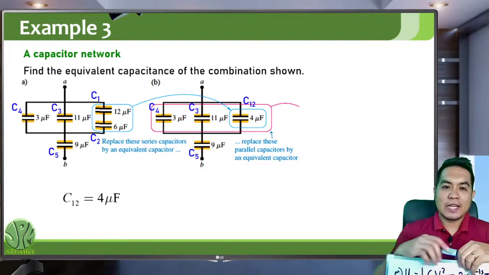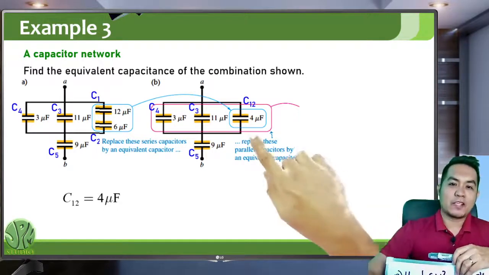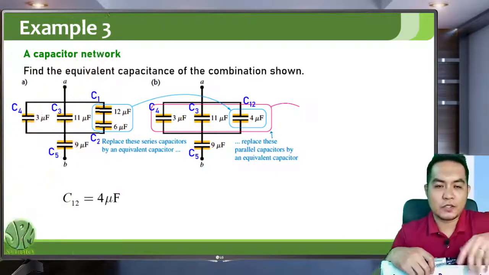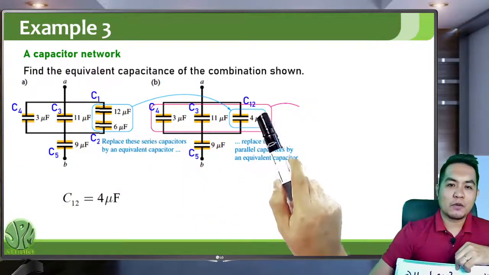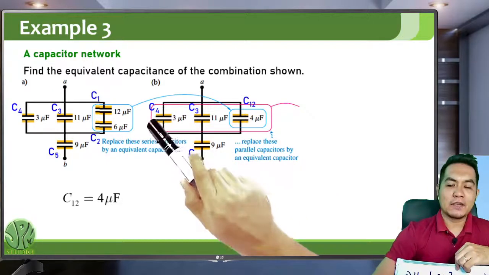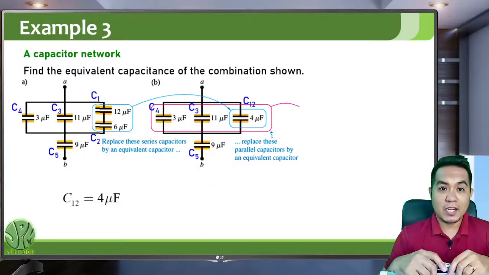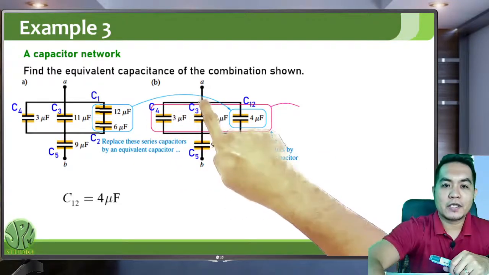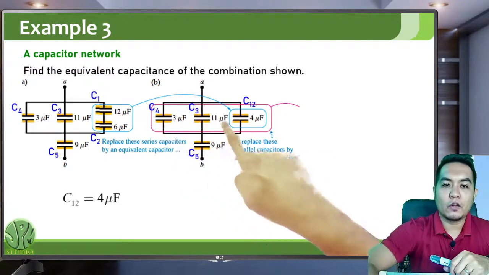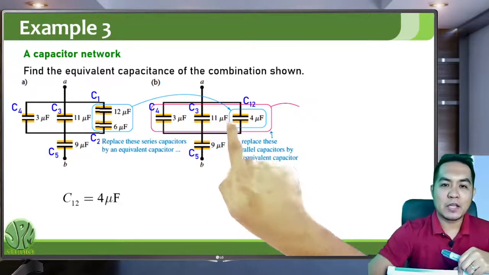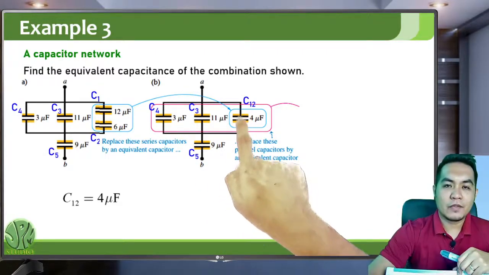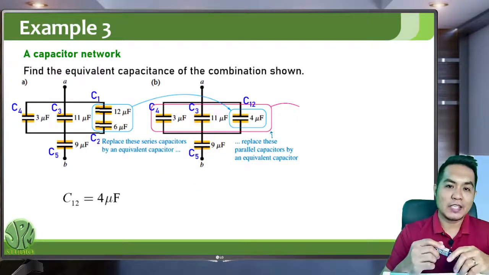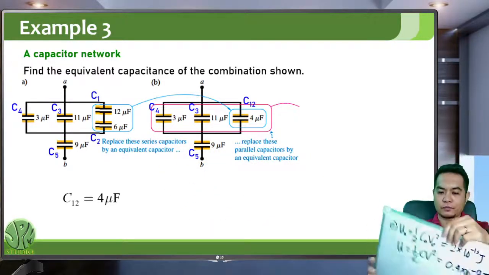Now you have simplified this one. Now, you look for another basic connection. Here we see that C12, C3, and C4 are all in parallel connection because you connect all of their upper plates, and you connect all of their lower plates. So I can actually replace C12, C3, and C4 by just one capacitor. I will call that C1234.